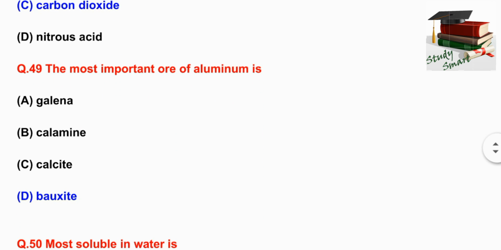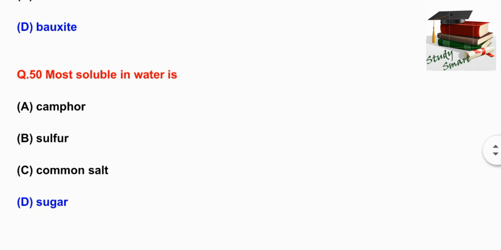Next question, the most important ore of aluminum is dash. The right answer: bauxite. The last question, most soluble in water is sugar.